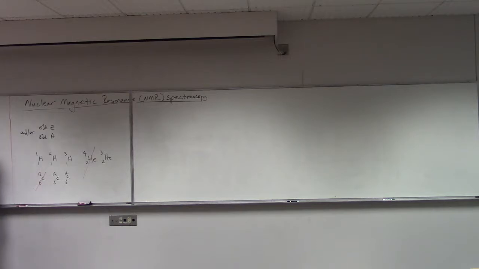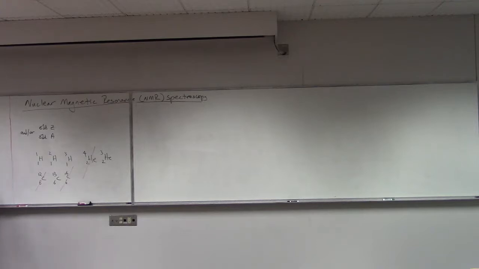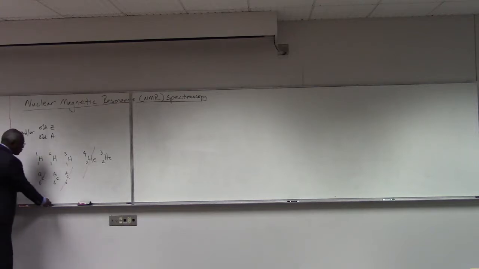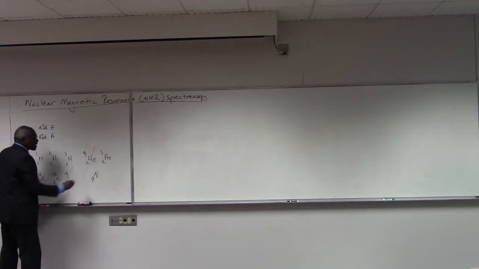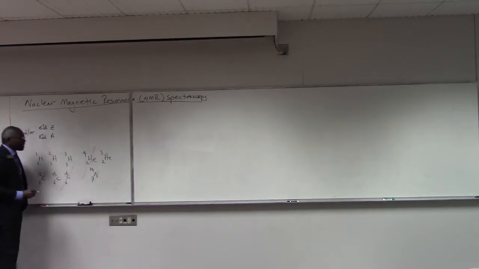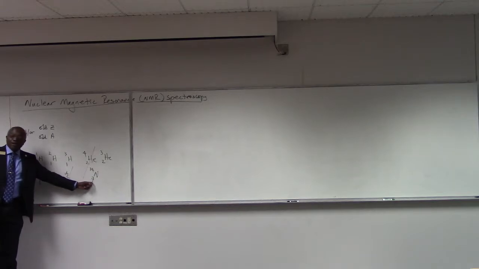Carbon-12 is not magnetically active, nor is carbon-14. Okay? And I'll just do one more. Nitrogen is element number 7. Nitrogen-14, which is the common isotope. And really, all isotopes of nitrogen will be magnetically active because they'll have an odd atomic number.